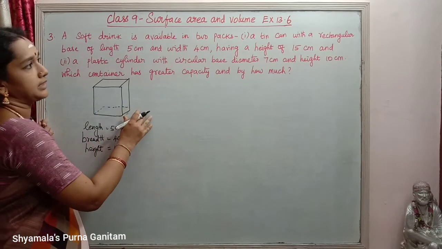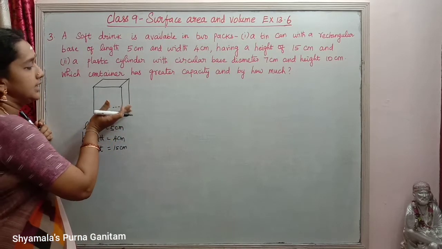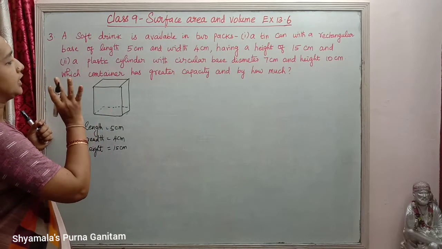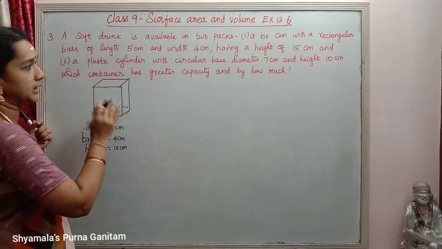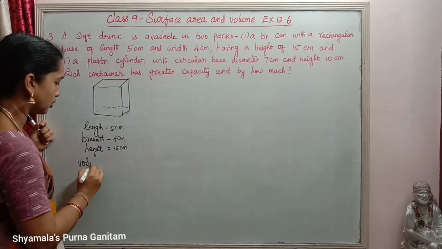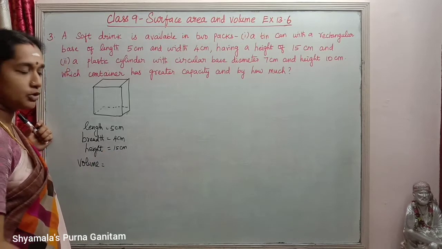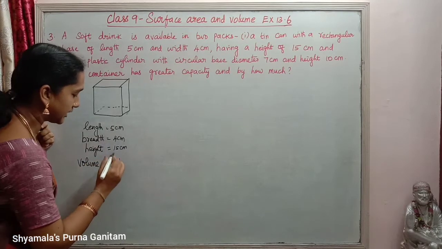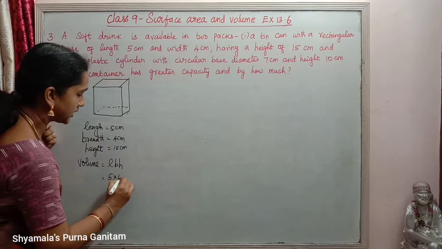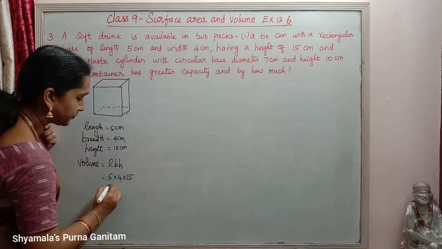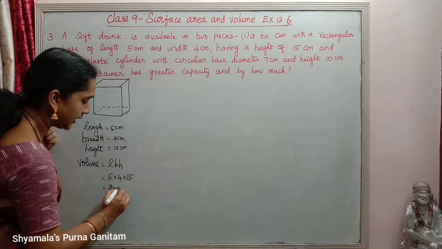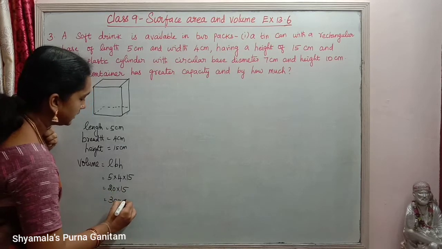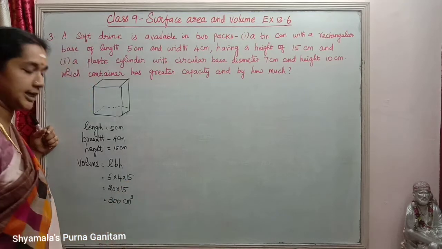Since it is a rectangular base, it is nothing but a cuboidal shape. So, we will find the volume of the given container. Volume is equal to LBH, since it is a cuboidal shape: length, breadth and height. Length is 5, breadth is 4 and height is 15. So, 5 into 4 is 20, 20 into 15 is 300 centimeter cube.